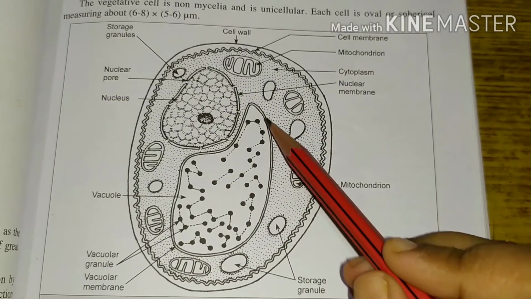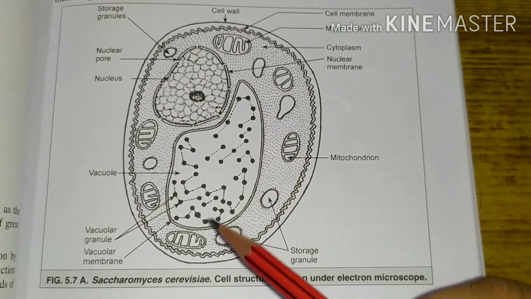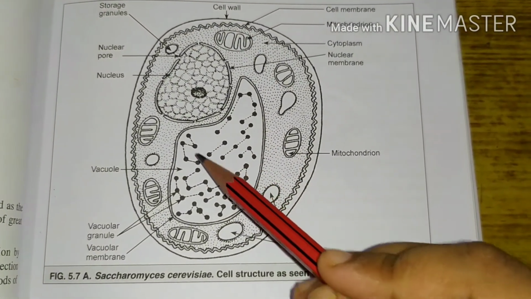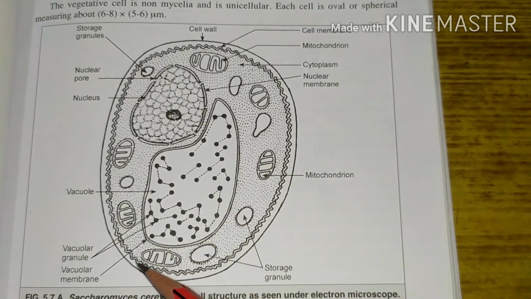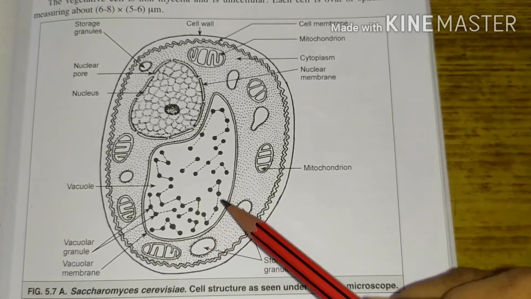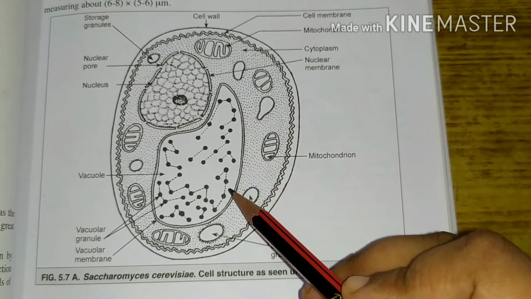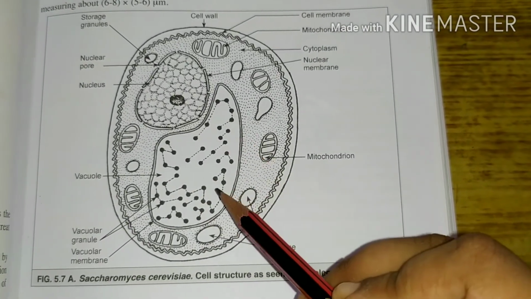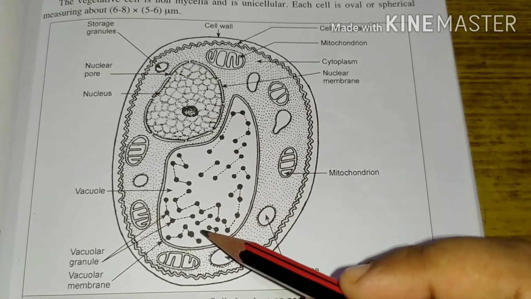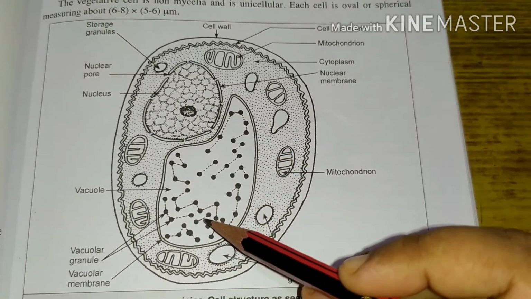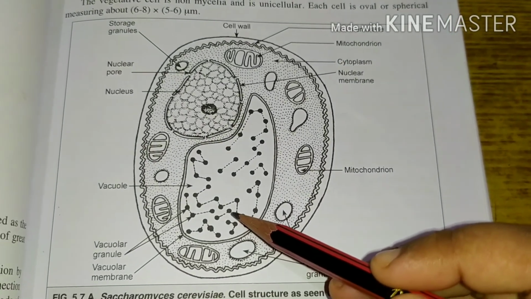Then a distinct vacuole is found occupying the central portion of the cell, and it contains a single layer membrane. The membrane of the vacuole is known as the tonoplast, and it mainly acts as a storage center for various substances, and also the vacuole helps in maintaining homeostasis of the yeast cell against changing environmental conditions.